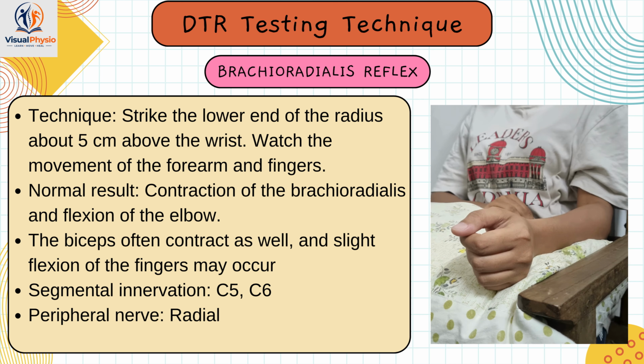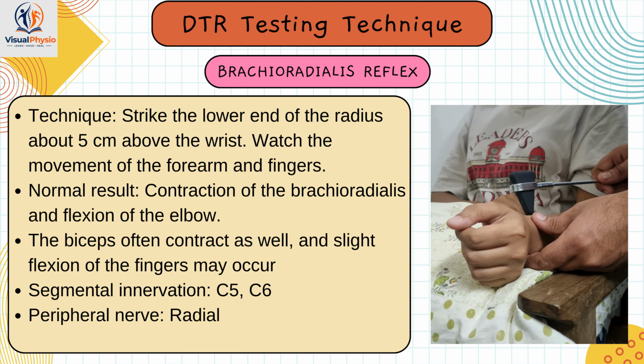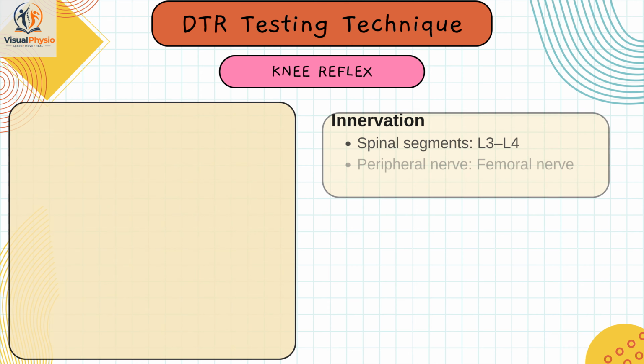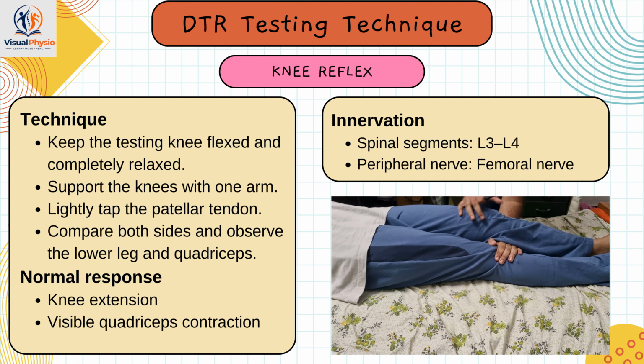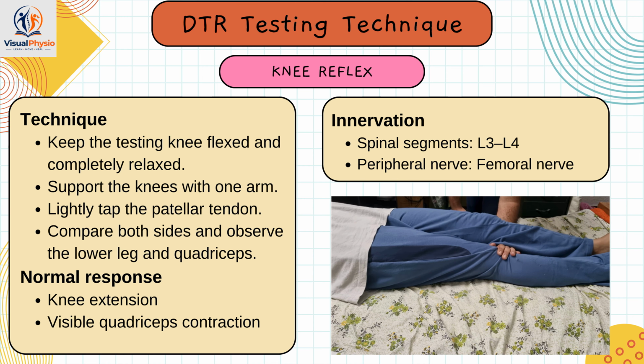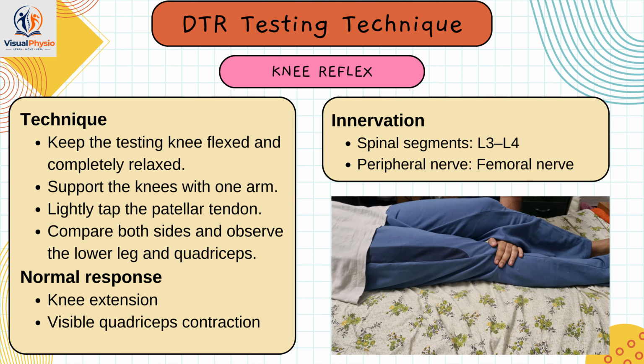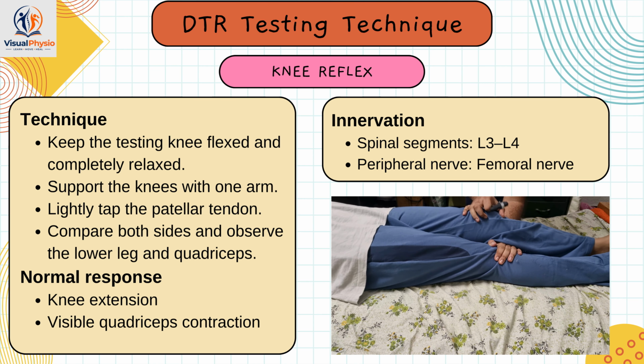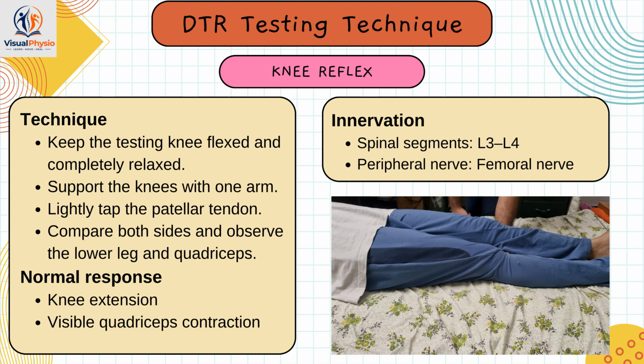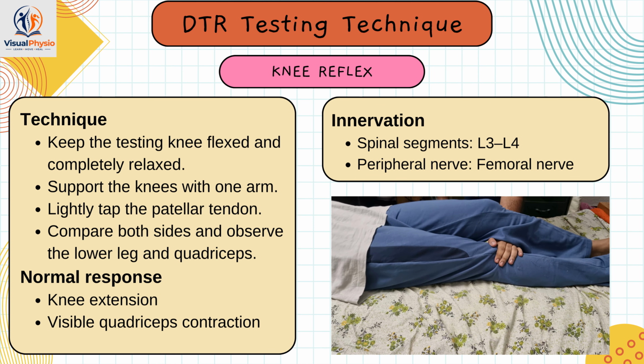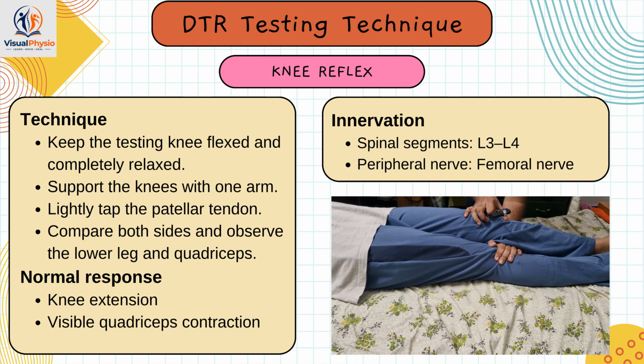The starting position of this test is the same as the biceps reflex. Moving on to lower limb reflexes, first is the knee reflex. There are two methods to test this. The first method is where the patient lies in supine lying. You will keep the testing knee flexed and completely relaxed. Support the knee with one arm, and lightly tap the patellar tendon.